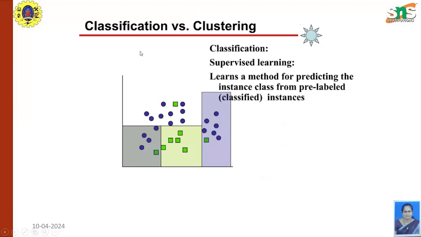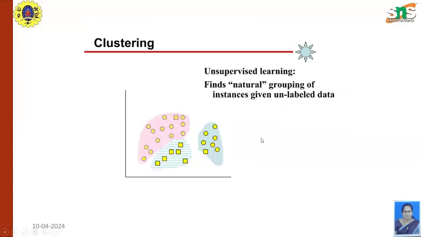Now, classification versus clustering. Classification uses supervised learning. First, it will learn the method for predicting the instances in the class. For that, you can see there are 2 symbols, circle and square. How are we going to group them? Here all the squares are grouped in one cluster, and this side is grouped in another cluster. But for clustering, it will use unsupervised learning.